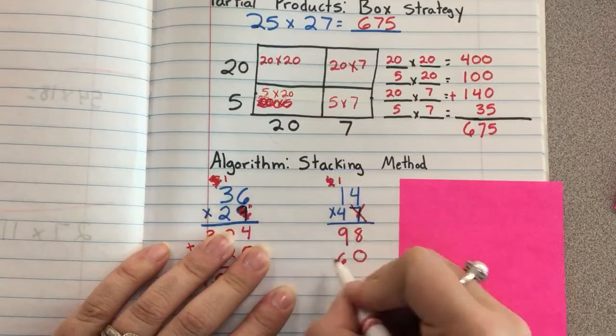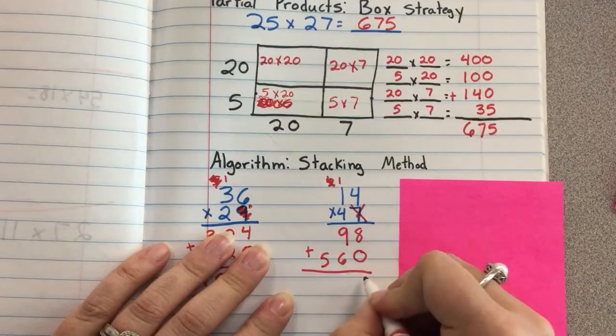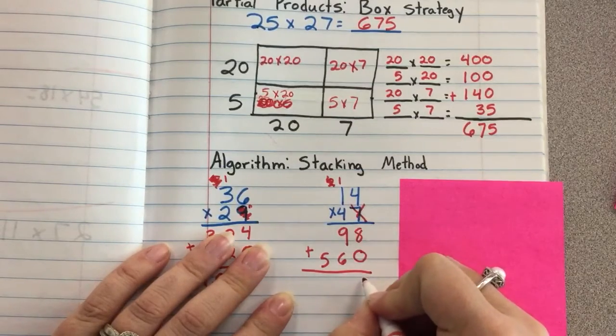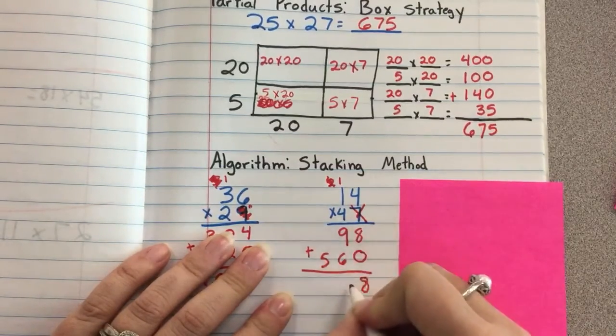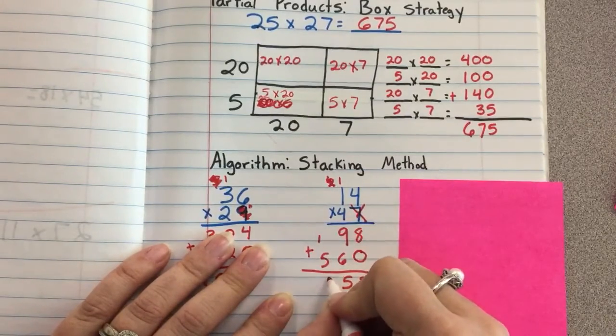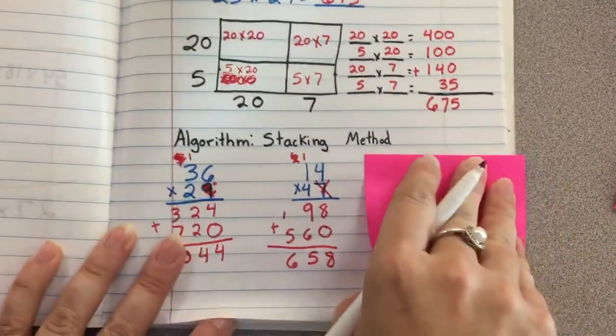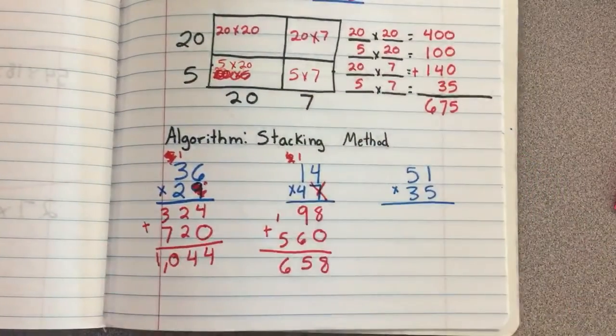Good. 4 times 1 is 4. Plus 1 is 5. Add them up. 8 plus 0 is 8. 9 plus 6 is 15. Carry the 1. 1 plus 5 is 6. 658. 51 times 35.